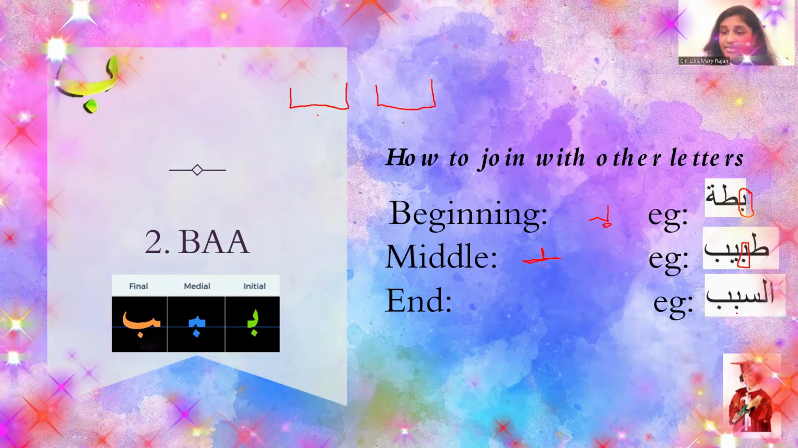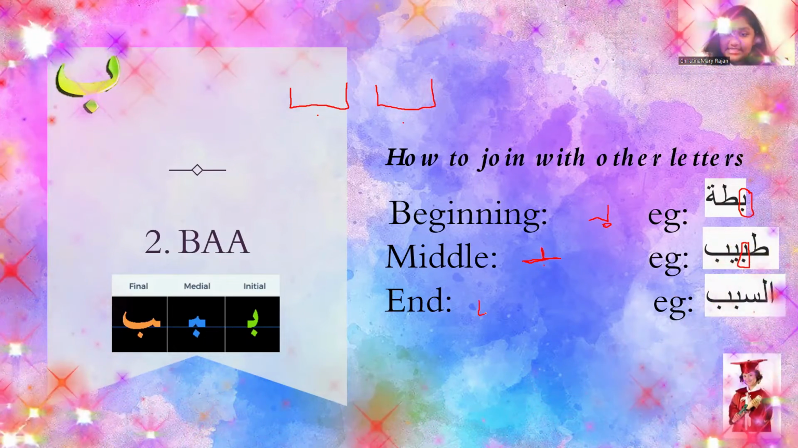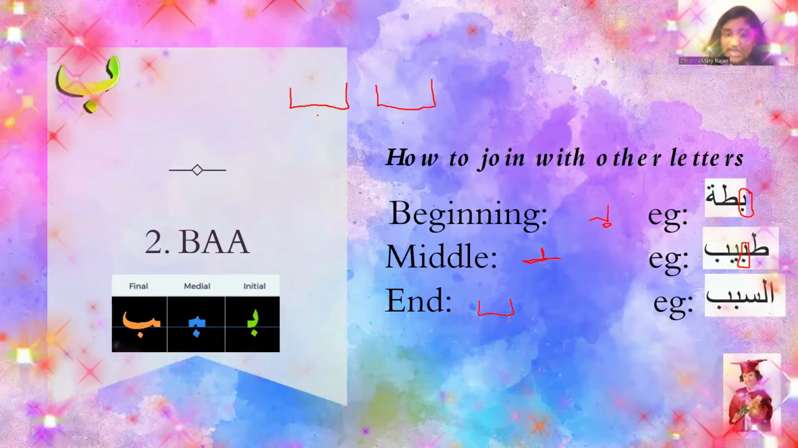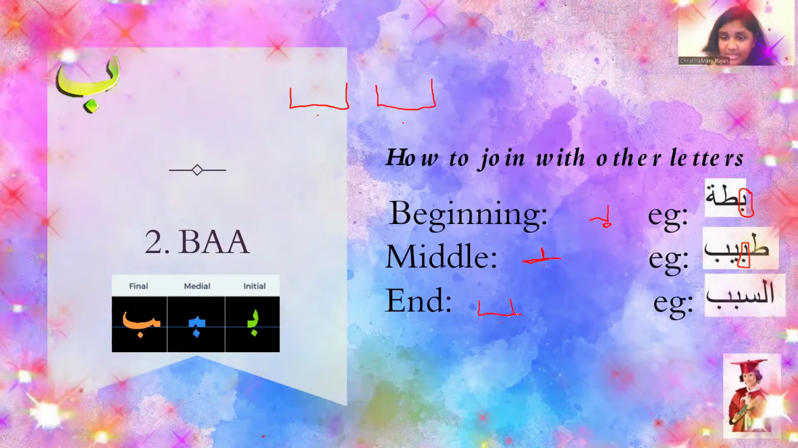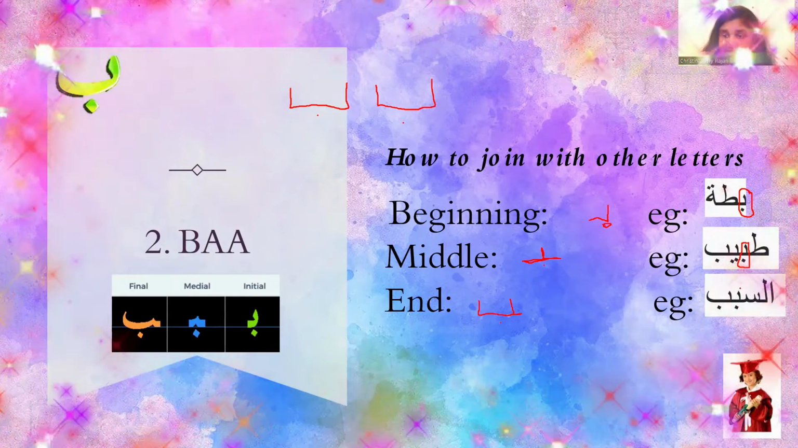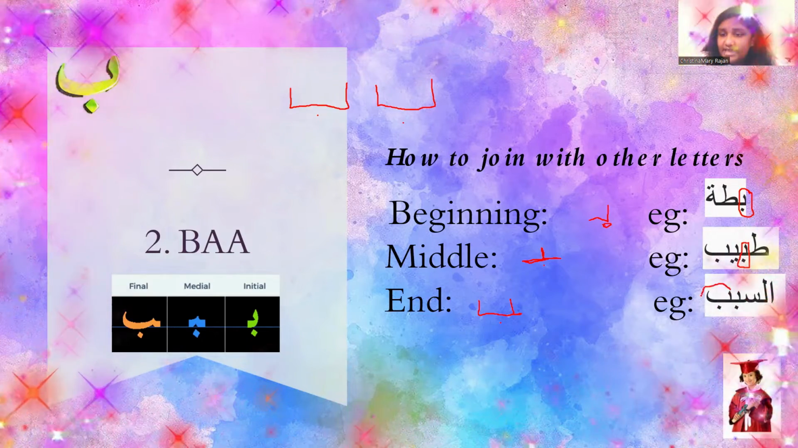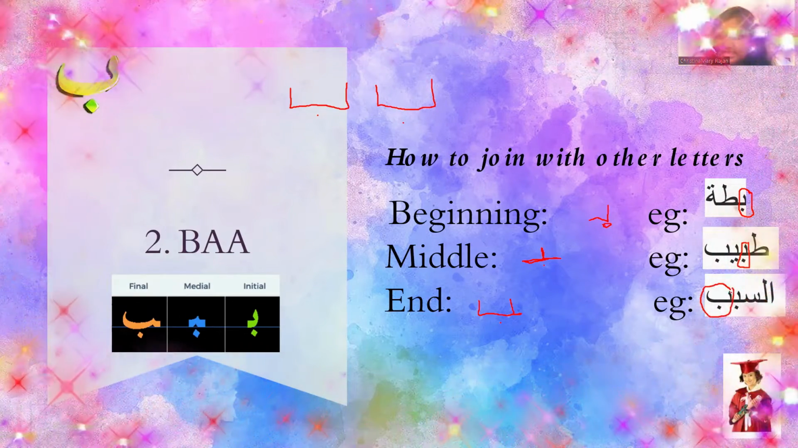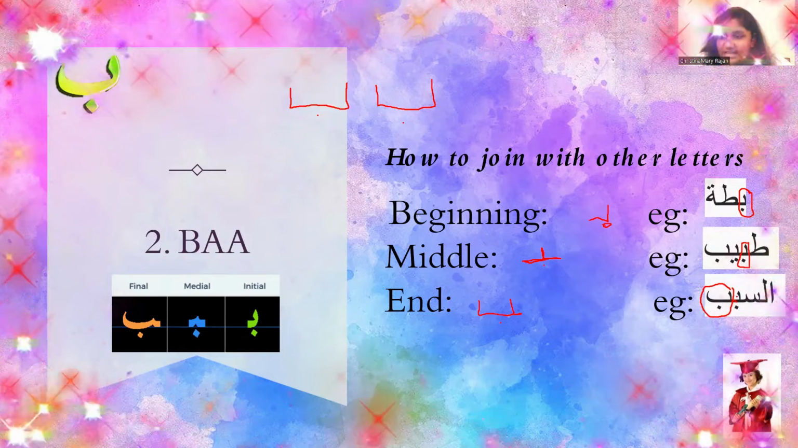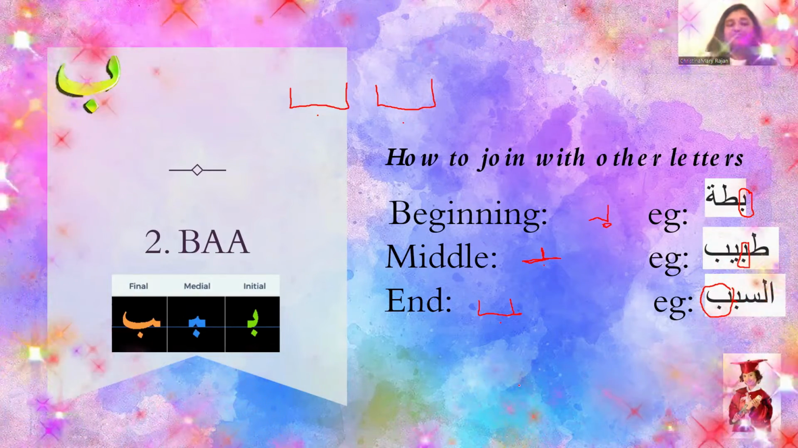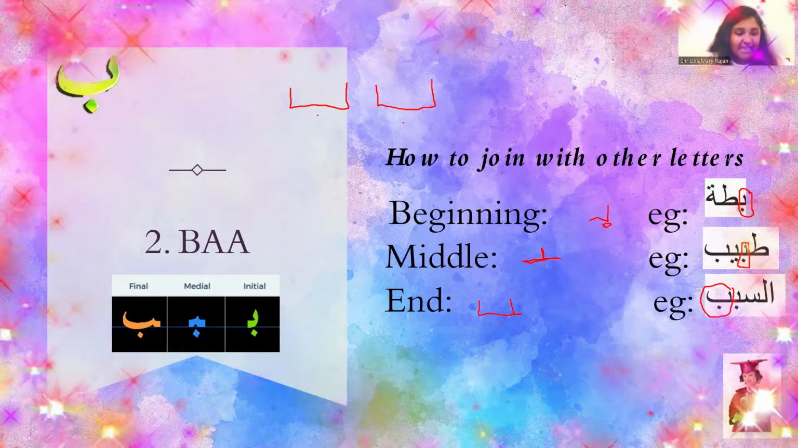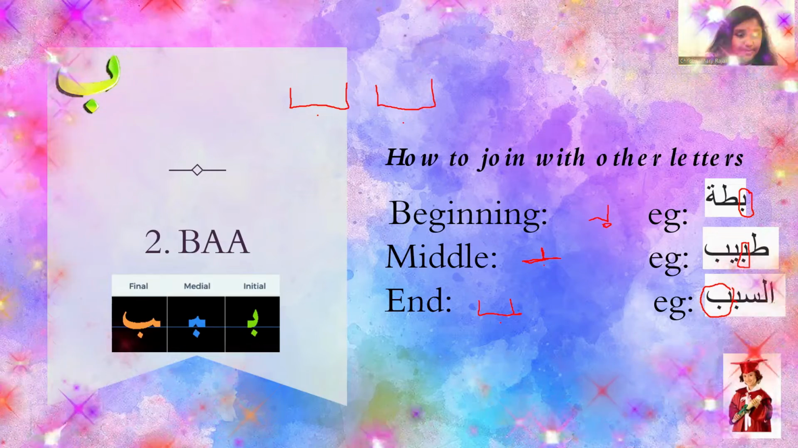Next, at the end, it's the same letter itself, except it has a small dash here, so it can connect to the word behind it. Like in this word, you can see ba is over here at the end. See, it has a small dash so that it can connect to the word here. Alright, let's see our next letter.